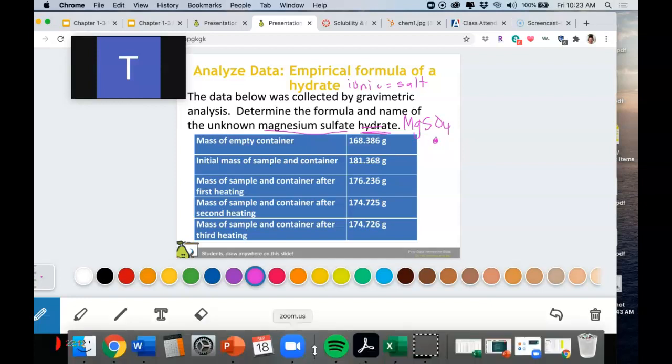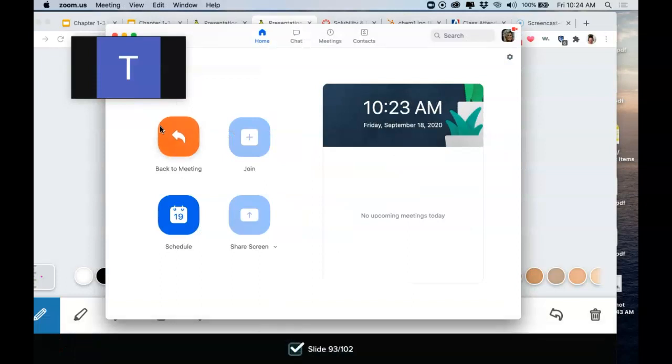The screen is not recording you? Oh, the screen is recording. Maybe I'm not screen sharing. Hold on.